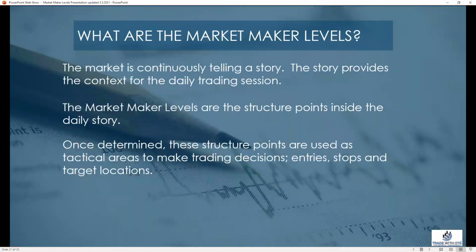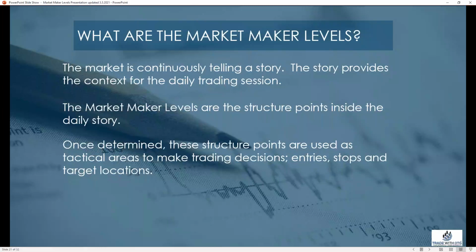Well, the market is continuously telling a story. When you become a member of our group, we start at the top and work our way down. We say the market is always telling us a story. It is our job to find out what the story is and to interpret it. The market maker levels are the structure points inside of the daily story. So if you start from the big picture perspective with the profile as an example, what is the story the market's trying to tell you?